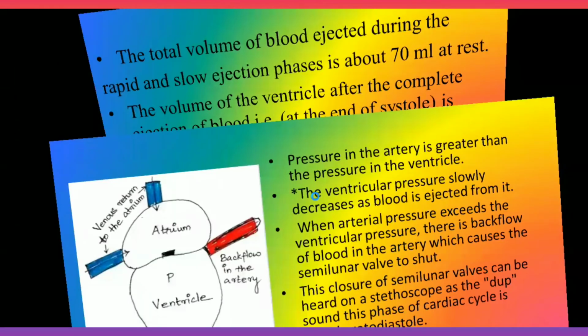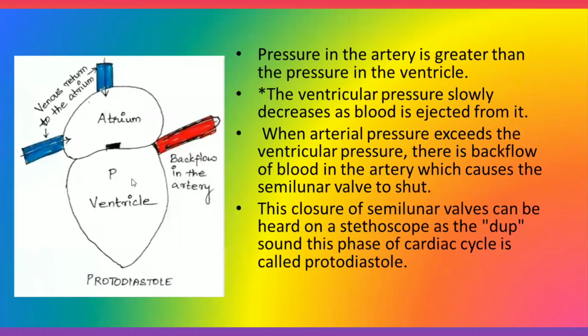The volume of the ventricle after complete ejection of blood, that is at the end of systole, is called the end systolic volume. Now the pressure in the artery will be greater. Here the pressure will be lower because blood from here has gone here. The pressure in the ventricle will slowly decrease as the blood is going out. When the pressure in the artery exceeds the ventricular pressure, what will happen? There will be a backflow of blood from the artery into the ventricle.